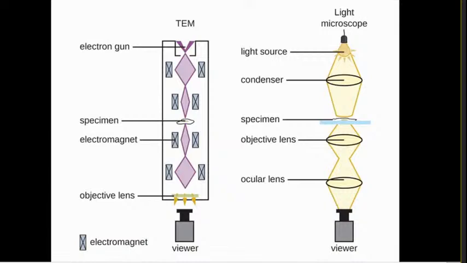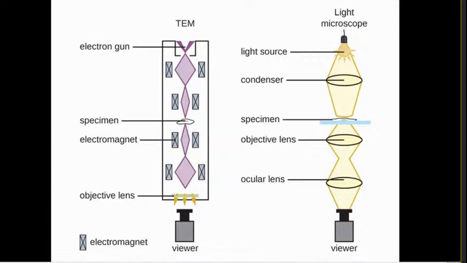In light microscopy, light is passed through the condenser. The condenser passes the light to the specimen. The objective lens is placed after the specimen, and it passes the image to the ocular lens. The order is very, very important: first the light source, then the condenser, then the specimen, objective lens and ocular lens. This is the step-by-step arrangement of the internal parts of the light microscope.